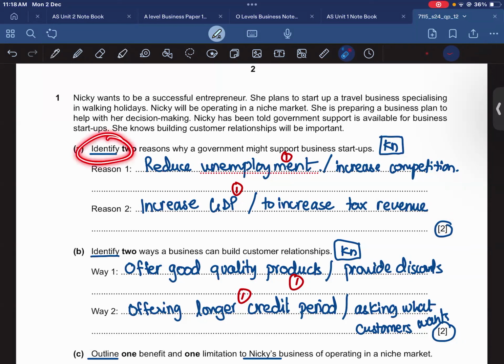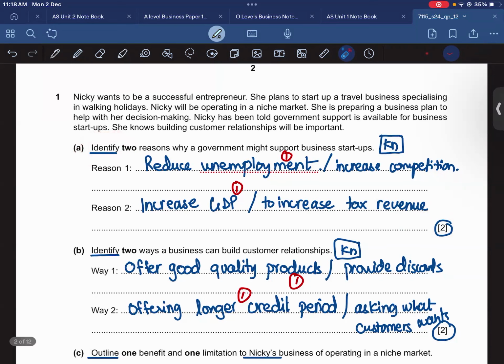So over here, the keyword is identify 2 reasons, and the marks available are 2. So identify 2 reasons why a government might support business startups. You don't have to explain anything. You just have to state the knowledge points, that is, why a government might support business startups.